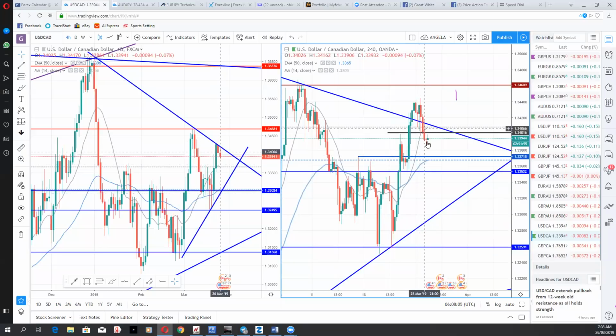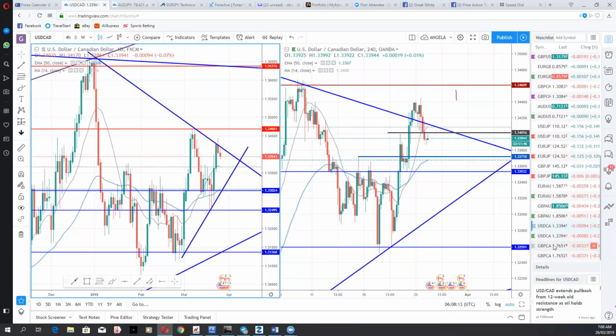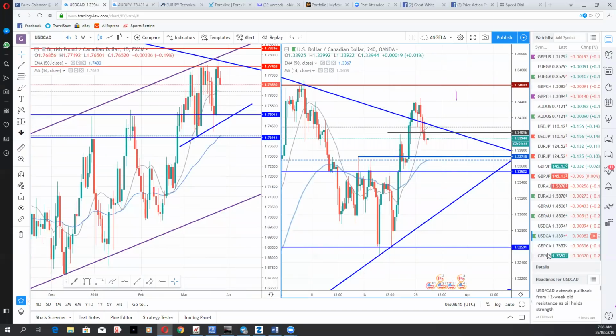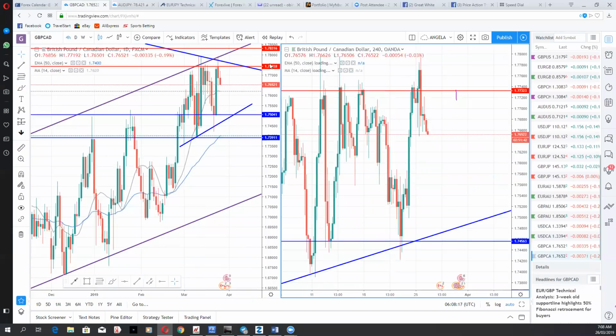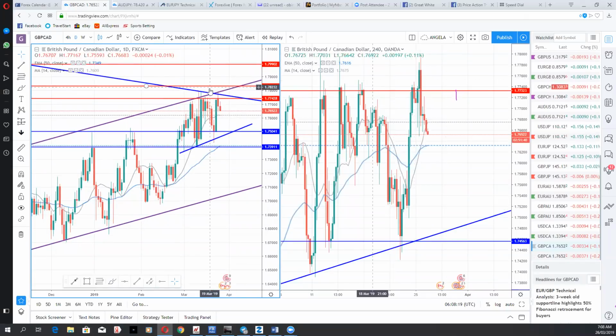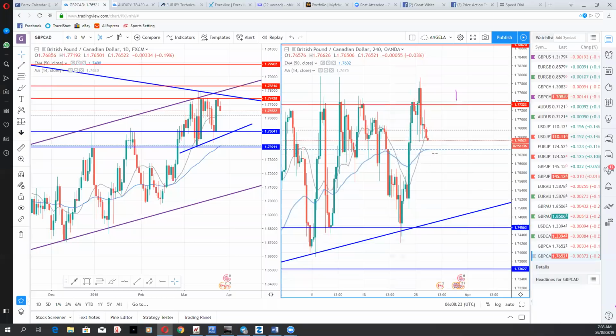So for now, the USDCAD seems to be in a correction or rejection from this trend line here. The next pair I'll be looking at is the GBPCAD. Looking at the GBPCAD, the same thing too. See where the GBPCAD is rejecting from. So this pair is still in a downtrend.